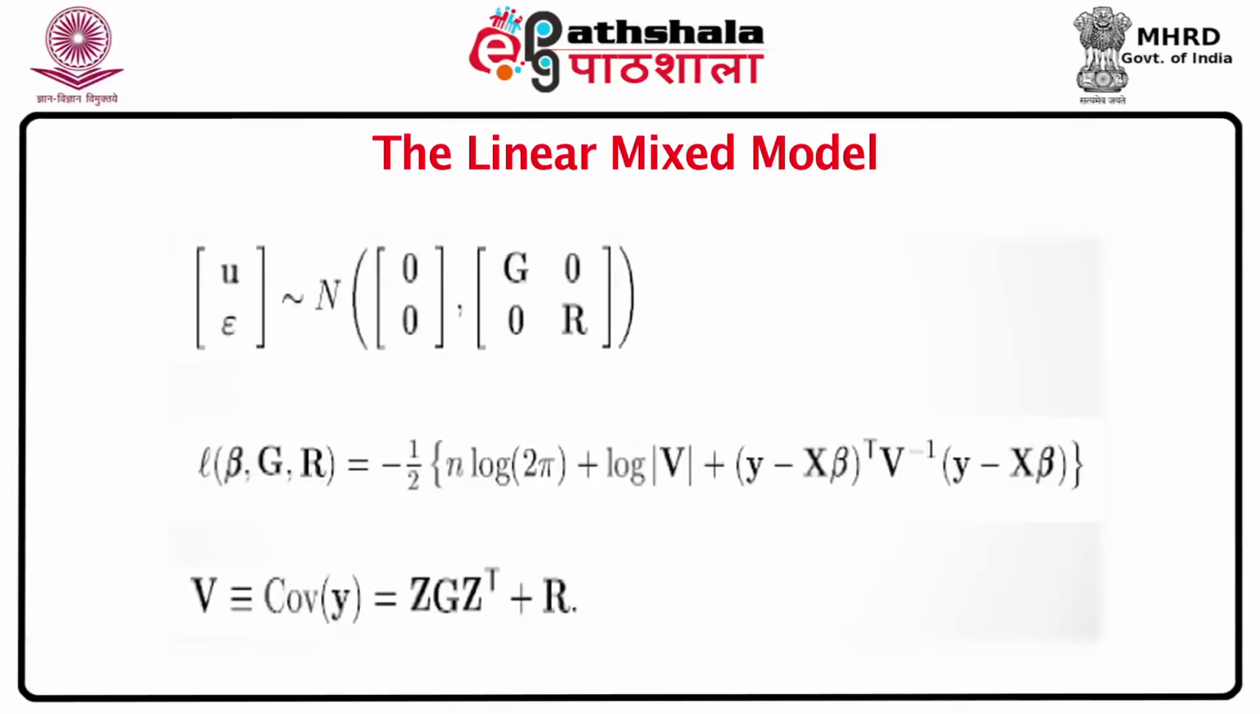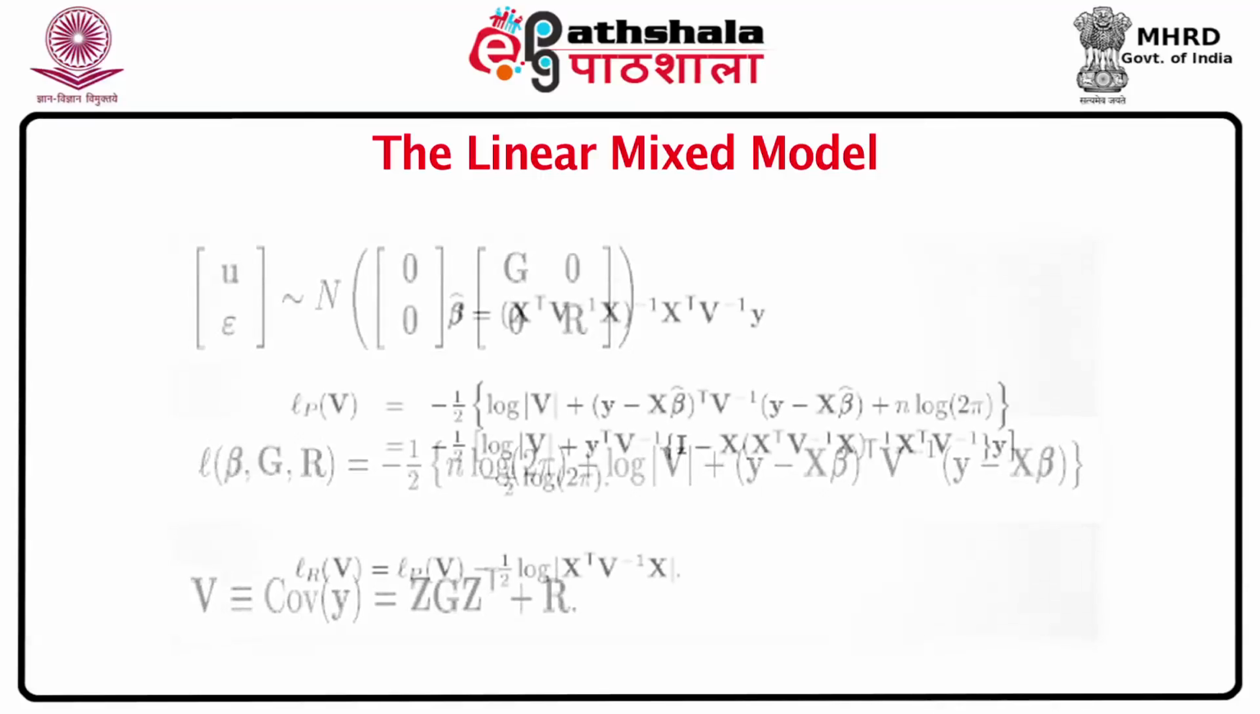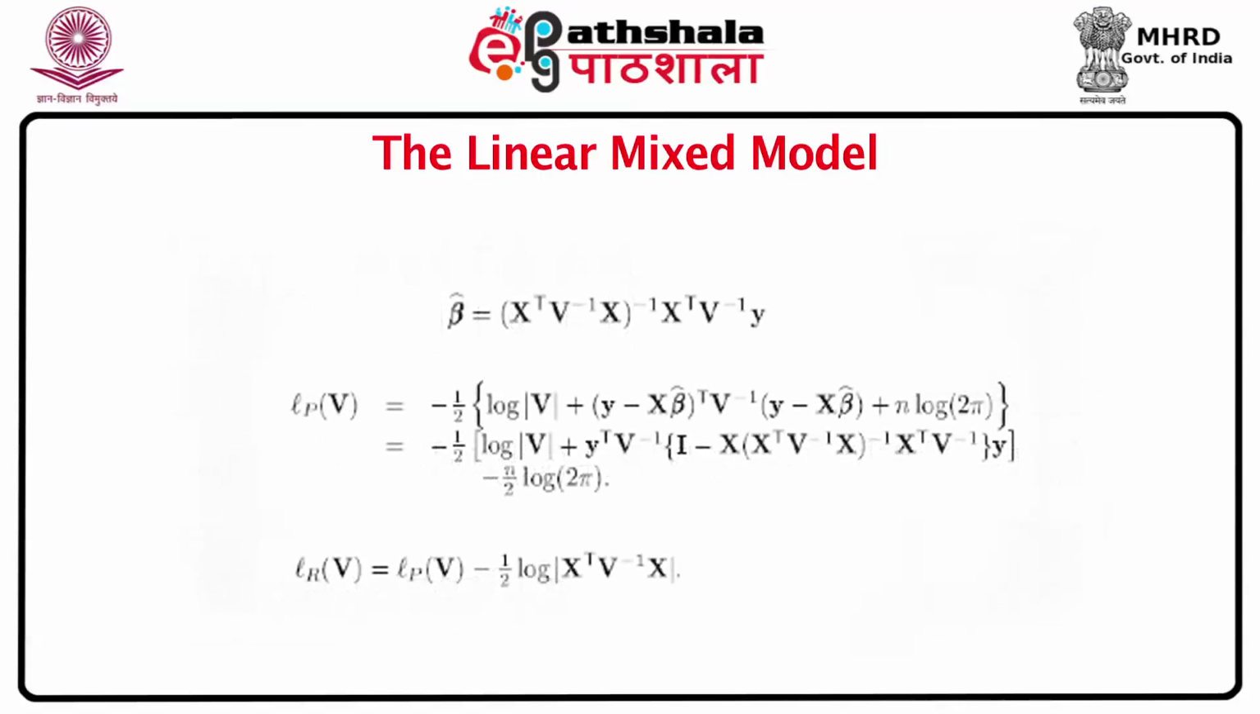So it looks like the usual normal log likelihood, the usual multivariate normal log likelihood. The variance V is the covariance of Y, and it follows from the first line of this slide that this is given by ZGZ' plus R. For inference in this model, we first need to estimate all the model parameters.